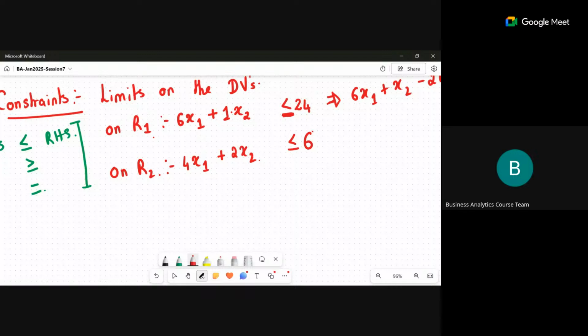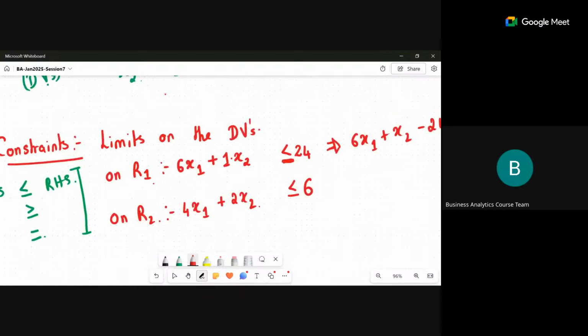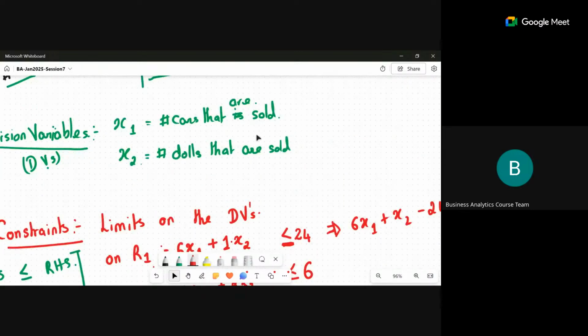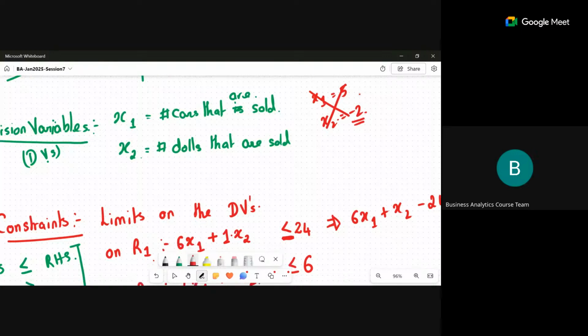No doubts? Super. There is also a final constraint on your x1 and x2. Can I decide to produce, let's say, 5 cars and minus 2 dolls? Can I have a solution which says x1 is equal to 5, x2 is equal to minus 2? Does it make sense? No, sir. Why? Because I cannot sell minus 2 dolls. Basically, I cannot ask someone to return 2 dolls back to me. So that usually does not happen.